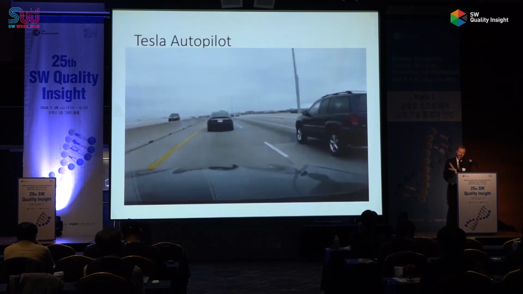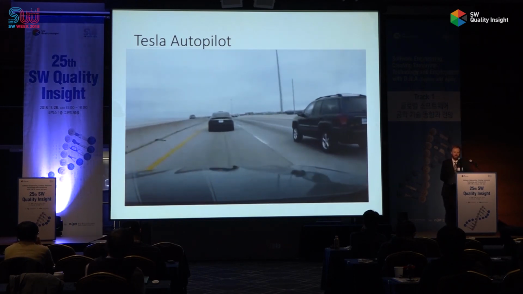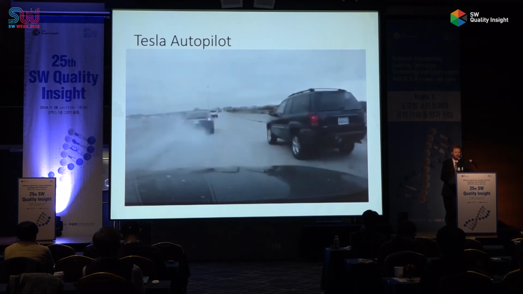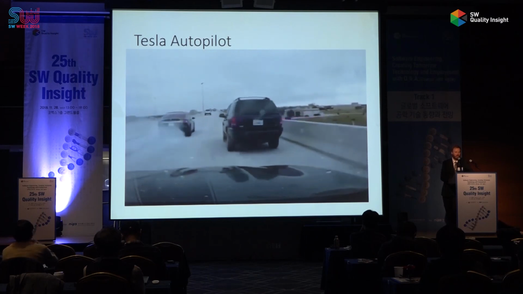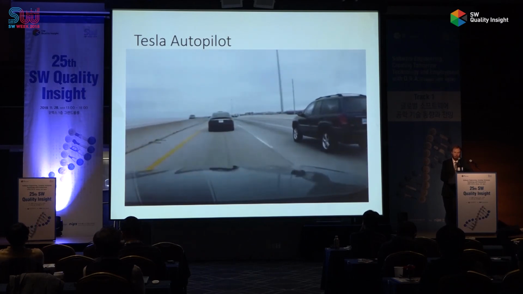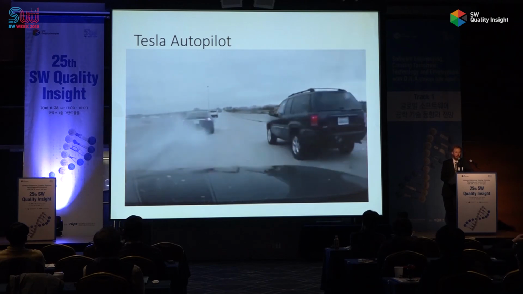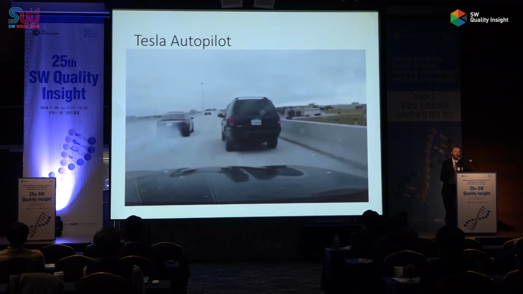Here's a quick video. It's not the exact scenario. This is a similar one that was caught on dash cam. This is the Tesla car. Watch what it does. Do you see why it did that? Why did the software drive into the barrier?